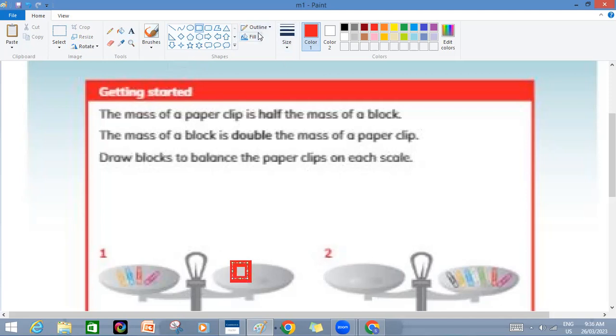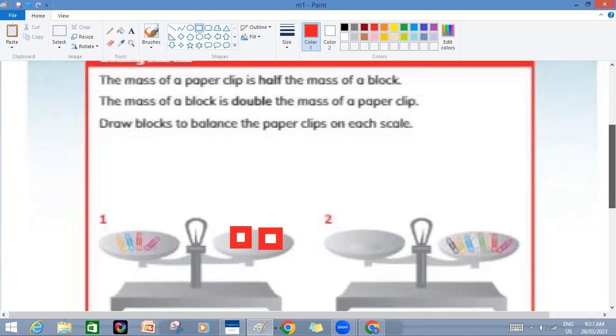one block for two paper clips and another block for the other two paper clips. So it will be two blocks will be equal to four paper clips because one block is equal to two paper clips. Okay, understand? Moving on to the next scale.